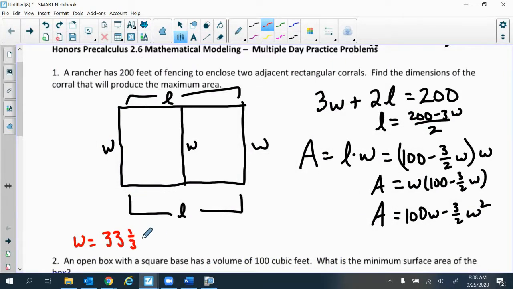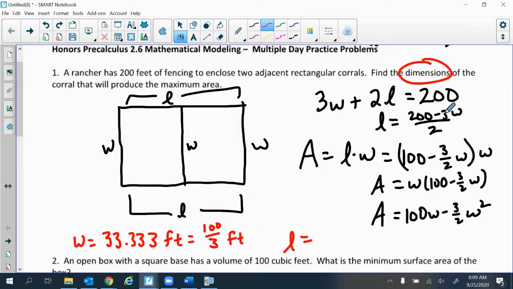1/3 feet, which we tend to not like to write as mixed numbers. So 33.333 feet. You're allowed to round to 3 decimal places anytime you use a calculator. We can also write this as an improper fraction. So that would be 100 over 3 feet. And it's asking for the dimensions. So that means not only do I have to provide the width, but I have to provide the length.